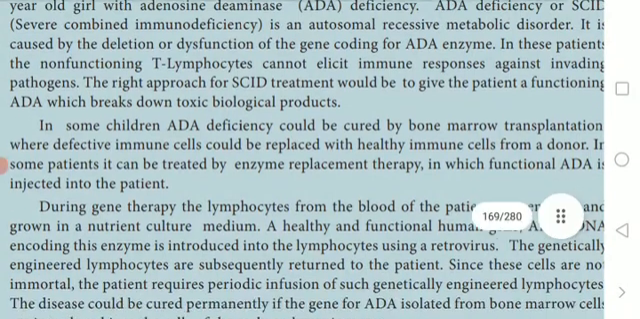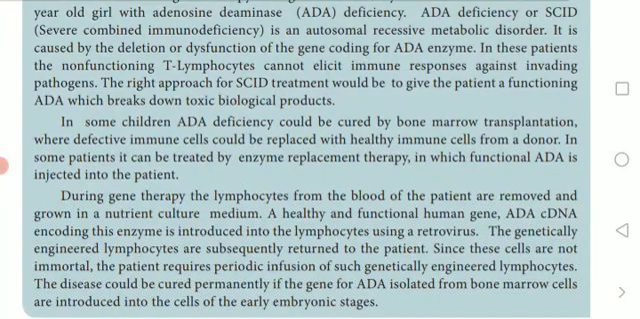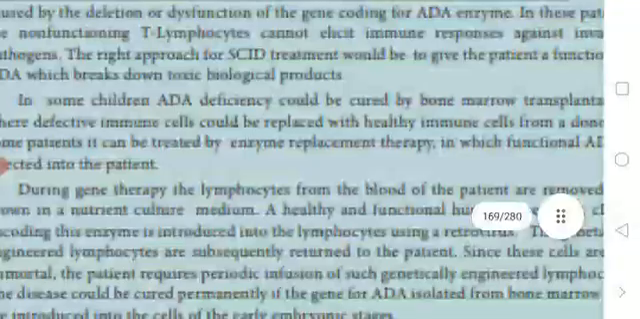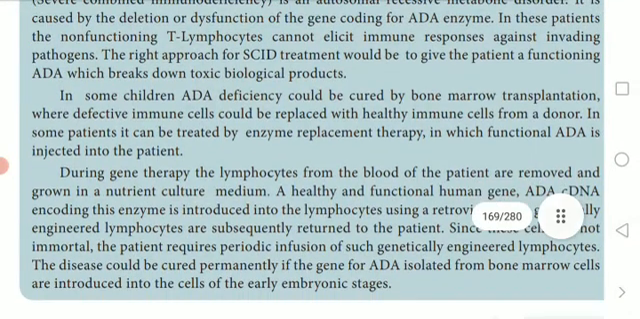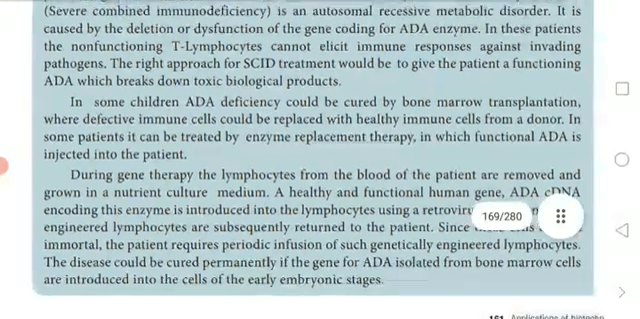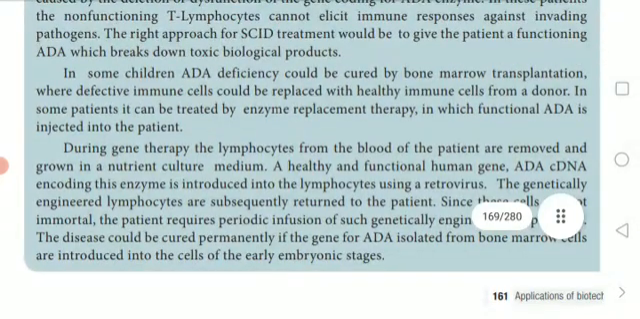In these patients, the non-functioning T lymphocytes cannot elicit an immune response. So when patients are affected by ADA deficiency, the T lymphocytes don't act and don't produce immunity against invading, that is attacking, pathogens. The right approach for SCID treatment would be to give the patient a functioning ADA, which breaks down the toxic biological products.